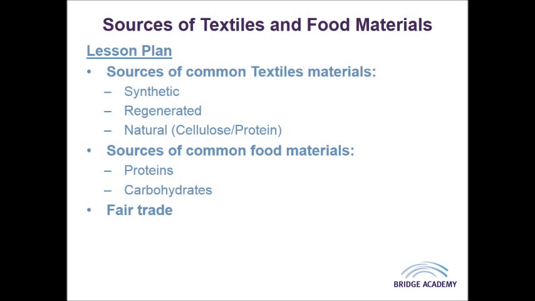Okay, I'm going to be talking to you about the sources of textiles and food materials. I'm actually going to start with textiles, and I'm going to talk to you about some of the most common textiles materials. Now, synthetic, generally speaking, means something that is man-made and is synthesized. So synthetic fabrics are fabrics that come from something that is manipulated. Our most common synthetic fabric would be polyester.